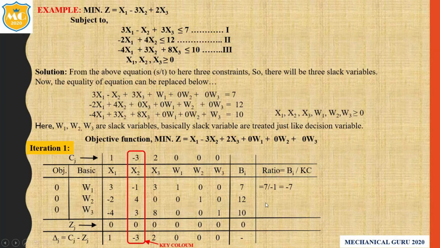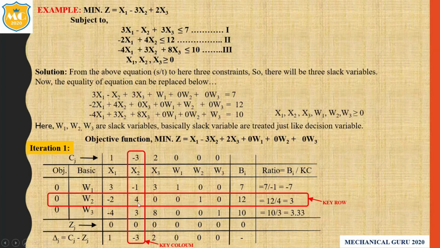Similarly 12 divided by 4, 3. And the last 10 divided by 3. So here we get 3.33. In the ratio we have to choose the minimum positive number. So here the minimum positive number is 3. So this is our key row and this is the key element.